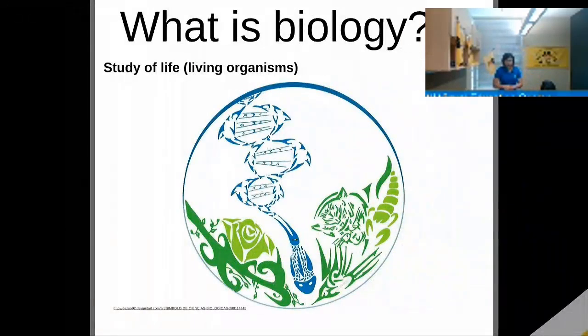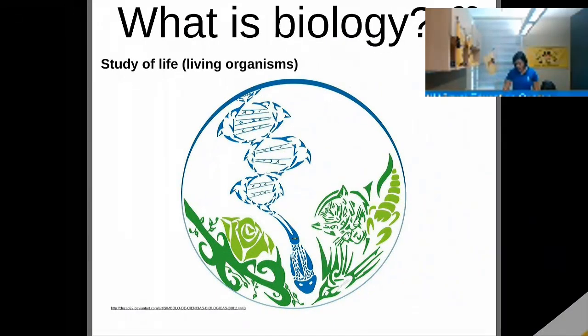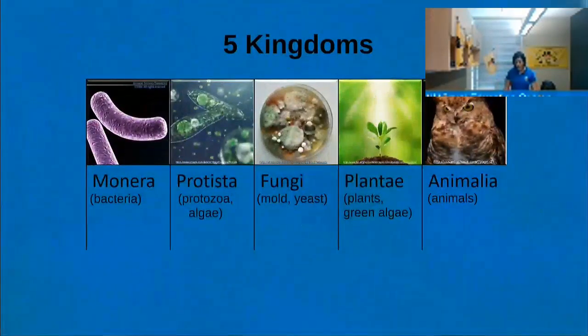What is biology? Biology is the study of living organisms. What are the main organisms? The living beings are divided into 5 kingdoms. Kingdom Monera, the bacteria, our microbial contaminants, right? Protista: protozoa, algae, fungi, mold, and yeast. Plantae, the plants, the green algae.